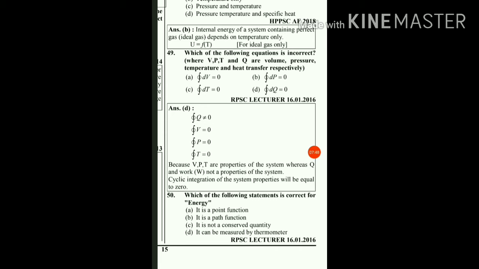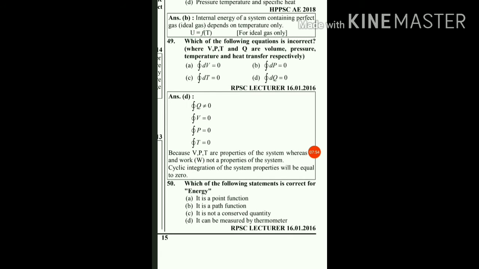Now the question asked is which of the following equations is incorrect. So the incorrect one will be the cyclic integral of del Q equal to 0, because it is a path function. Its cyclic integral never comes out to be 0. It is an inexact differential. Inexact differential means that we can write delta P as P2 minus P1, but we cannot write del Q or delta Q as Q2 minus Q1. That is the reason it is called an inexact differential.